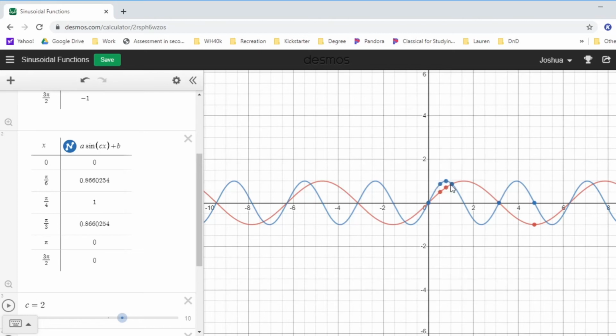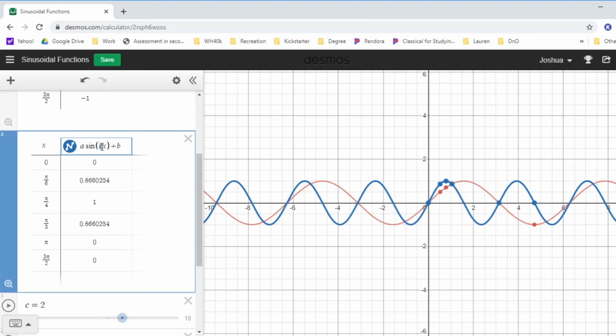So the constant that's here has an inverse relationship with the period. So the higher this number goes, the smaller the period will get, and vice versa. If this gets really small, closer and closer to 0, the period will get larger and larger.